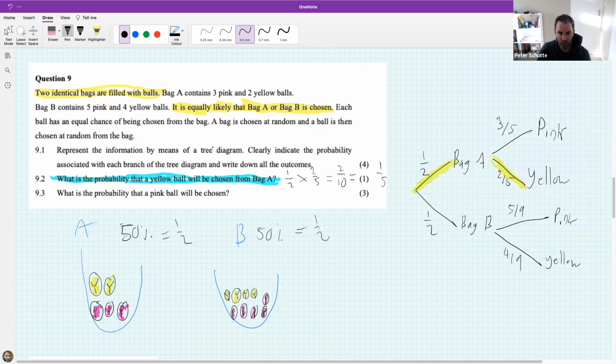All right, now, the second one is, what is the probability that a pink ball will be chosen? It doesn't say anything about which bag. It just says, what's the probability that a pink ball will be chosen? And I want you to try and do this one by yourself. So see if you can work this one out for me.